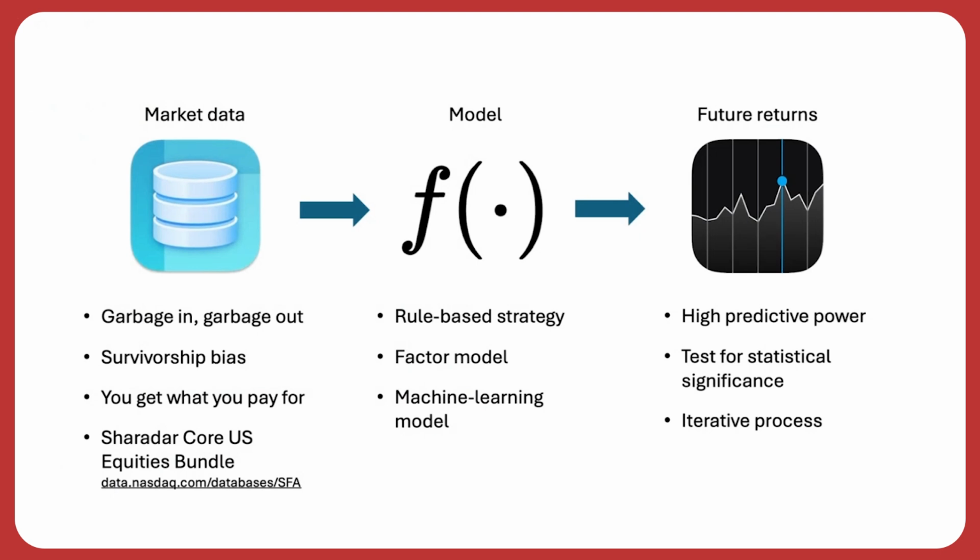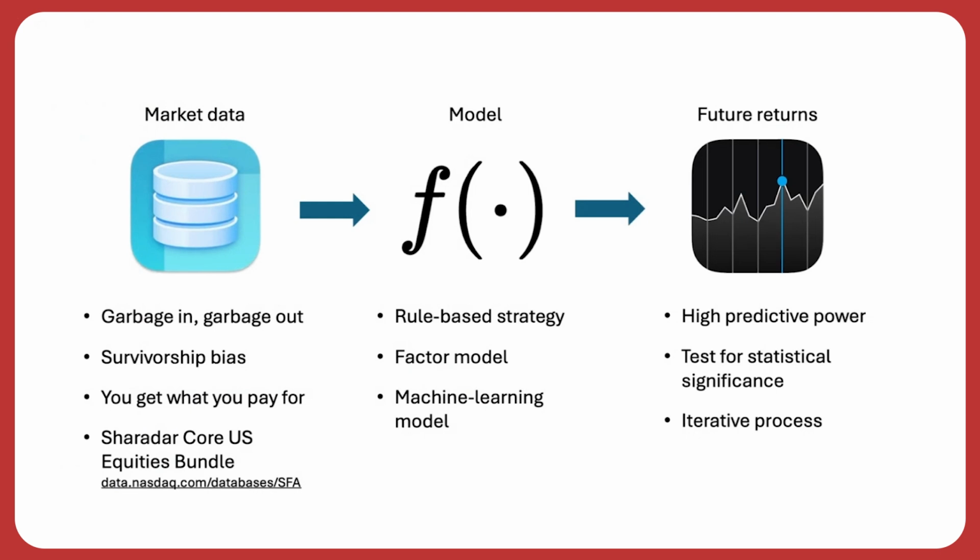Now, once we have market data, then we need to have a model. And the way I loosely define a model is anything that we are going to put market data in, and this model is going to try to predict future returns. And here, a model can be anything. Can be a set of rules, can be a factor model, can be a machine learning model. In our case today, it's a set of simple rules. And this model, in the end, we want it to have a high predictive power. It's an iterative process. So we tweak the model, we see its predictive power, and then we keep tweaking and iterating until we are satisfied with it. It's extremely important to test for statistical significance.